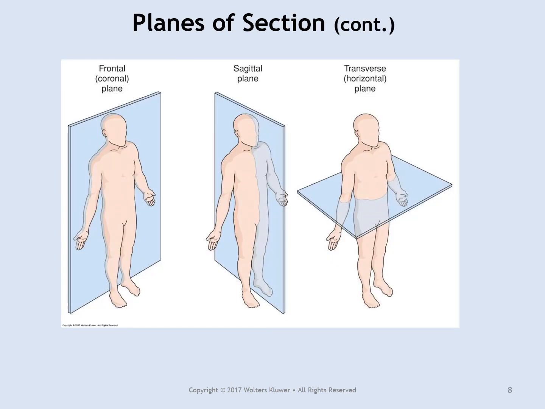So this is what those look like. There is a frontal plane with the dorsal plane in back. There's a mid-sagittal plane with the left and right halves, and a transverse or horizontal plane.